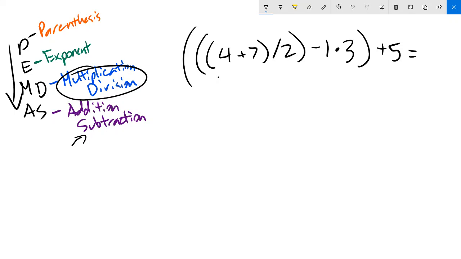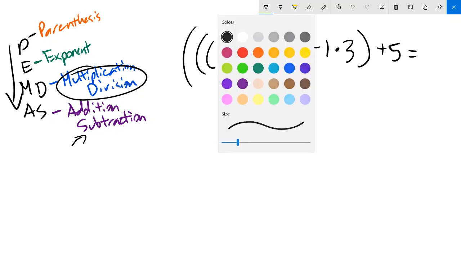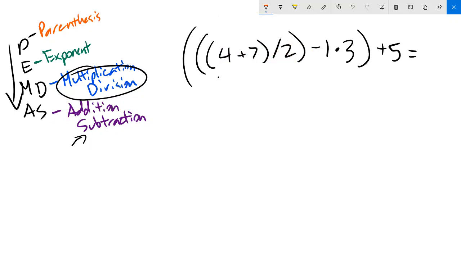Well, as a human, it's a little harder than a previous problem, but still doable. First, we would look at all the parentheses, and we would look at the innermost one and solve that one first. That would be this right here. 4 plus 7 is 11. Then we do the next set of parentheses, which is 11 divided by 2. So let's just write that out right here.